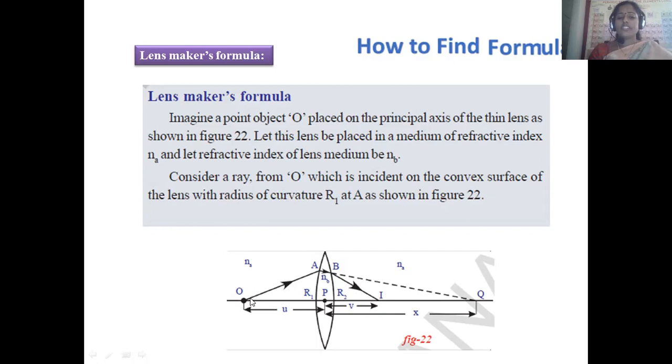Consider a ray which originates from point O, which is incident on the convex lens with the radius of curvature R1, right? Where it is hitting, that hitting distance to the principal axis is called the radius of curvature R1. So one of the rays originated from this point O hits the surface of the convex lens at the point A. Point A to the principal axis, this distance is denoted with the radius of curvature R1, right? So this ray is originated from the source.